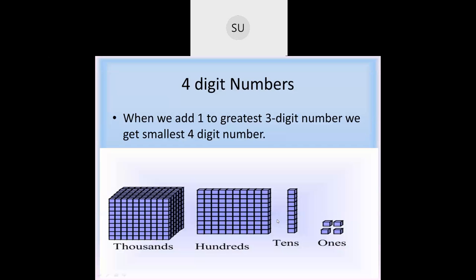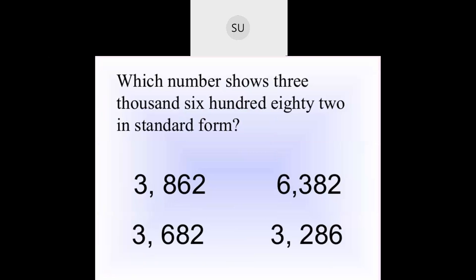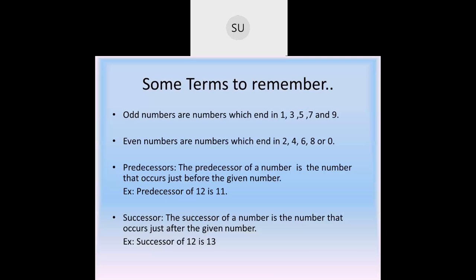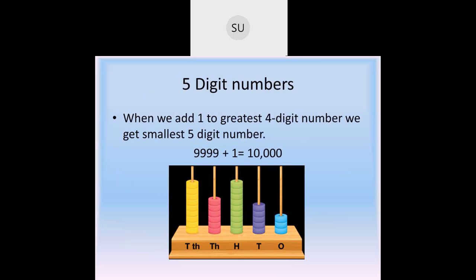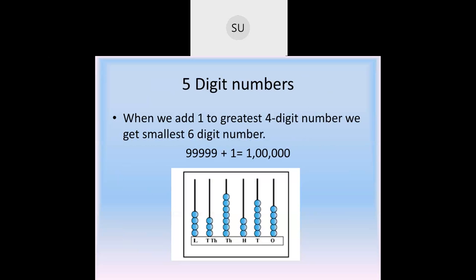So what are four digit numbers? When you add one to the greatest three digit number, you'll get the smallest four digit number, right? So the greatest three digit number is 999. When you add one to that, you'll get 1000, which is the smallest four digit number. Same way, we saw what are five-digit numbers. When you add one to the greatest four-digit number, which is 9999, we get the smallest five-digit number. So 9999 plus 1 gives you 10,000.